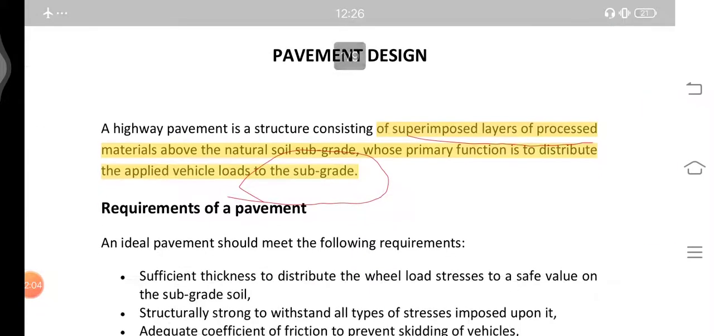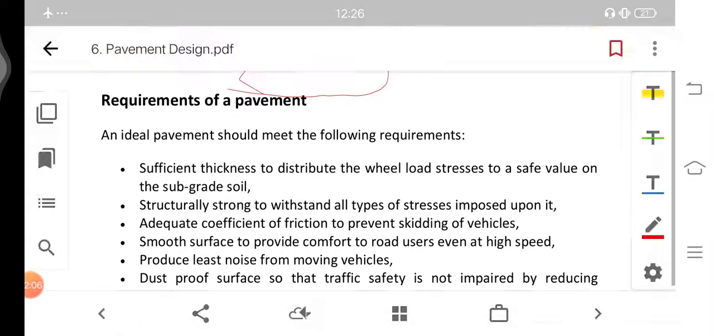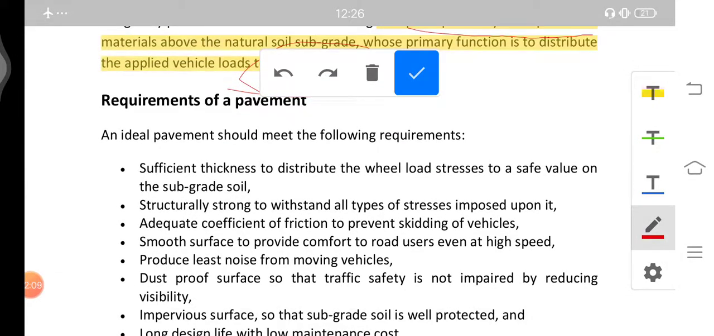So we know these simple things about the pavement. Regarding the design of pavements, first we know what shall be the requirements. That is, a pavement should have sufficient thickness to distribute the wheel load stresses to a safe value on the subgrade soil, also be structurally strong to withstand all types of stresses imposed on it, with an adequate coefficient of friction to prevent skidding of vehicles. So the surface should have proper coefficient of friction so that vehicle skidding is avoided. Also, a smooth surface to provide comfort to road users even at high speed.